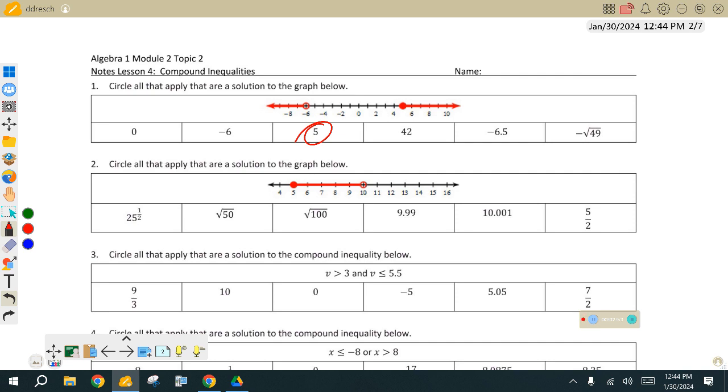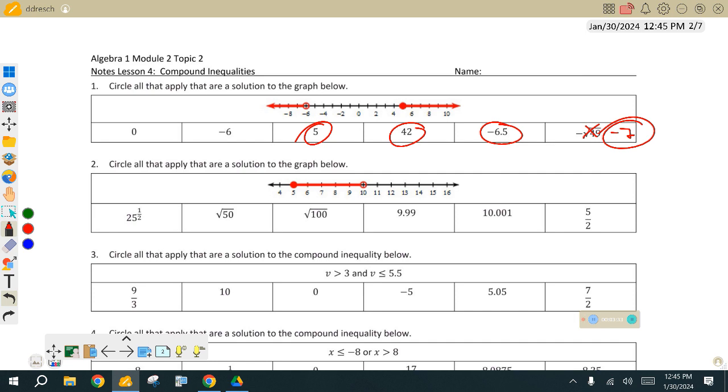Come up the row, Jaden. 42. Yeah, 42. It's way down the road, isn't it? That arrow continues on. 42 eventually is. Matt, -6.5. Yes. -6.5 is right here on the left side of it in this shaded zone. And then square root of 49 is code for what? -7. So we're really looking at -7. And what do we say about -7? It's a solution. That's all I'm looking for.